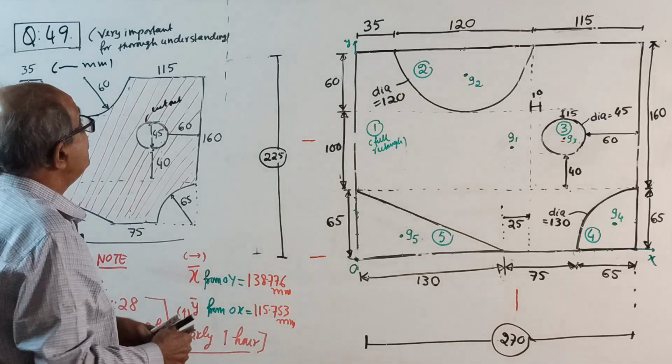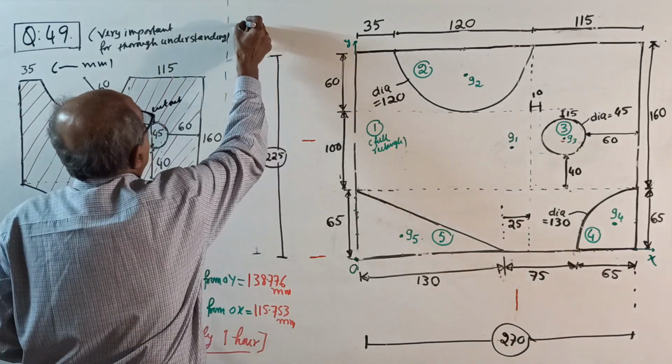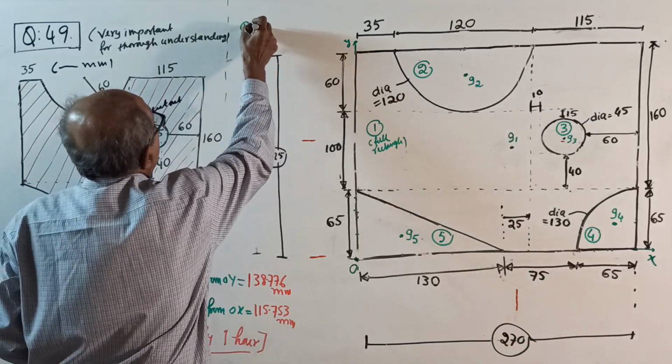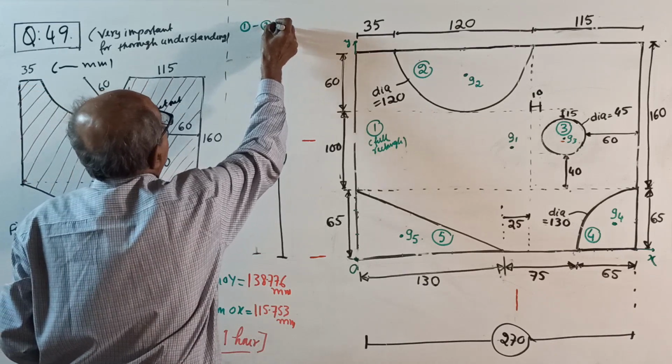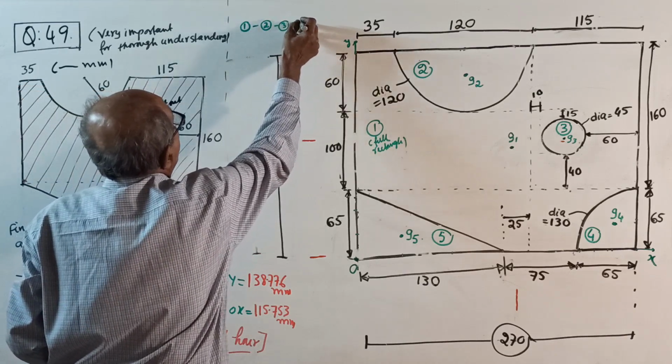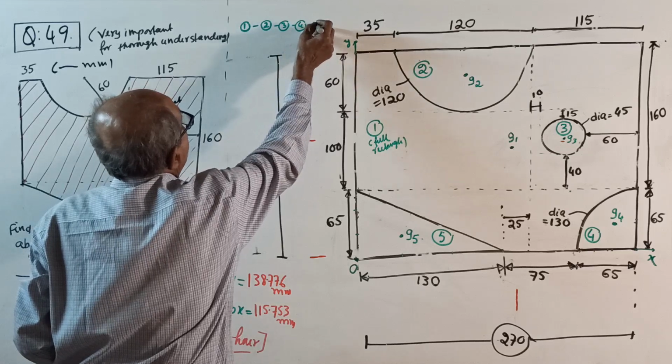So our real answer is 1 minus 2 minus 3 minus 4 minus 5.